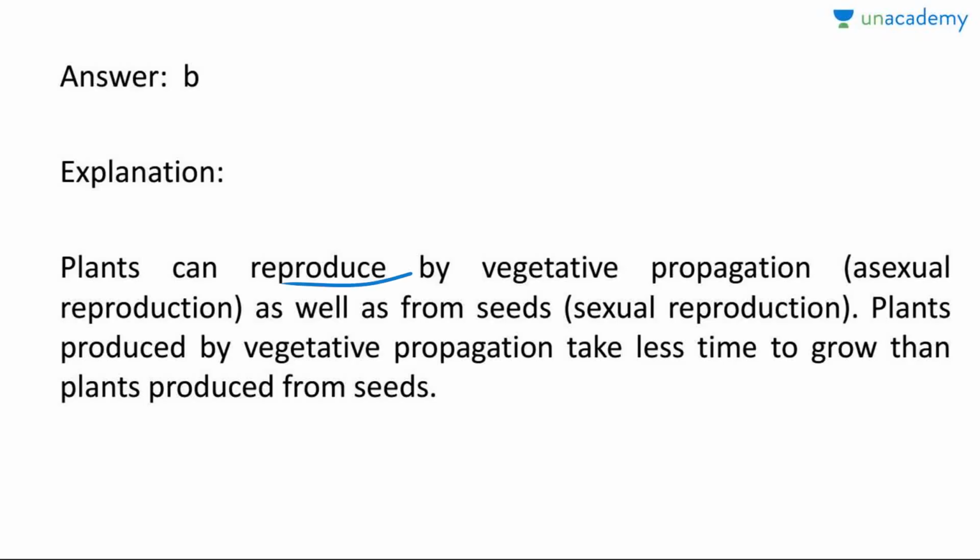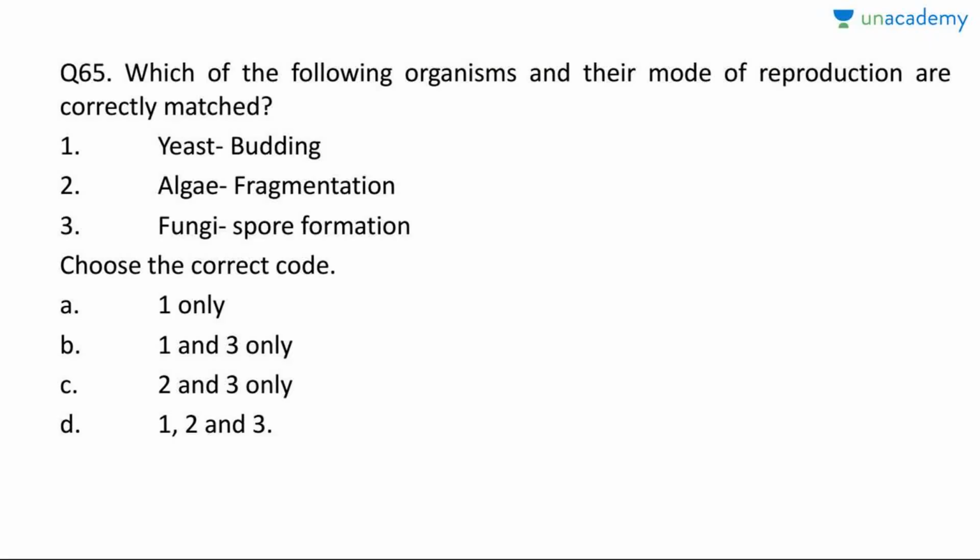So plants can reproduce by vegetative propagation, asexual reproduction, as well as from seeds, sexual reproduction. And plants which are produced by vegetative propagation take less time to grow than the plants which are produced from seeds. Question number 65. Which of the following organisms and their mode of reproduction are correctly matched?